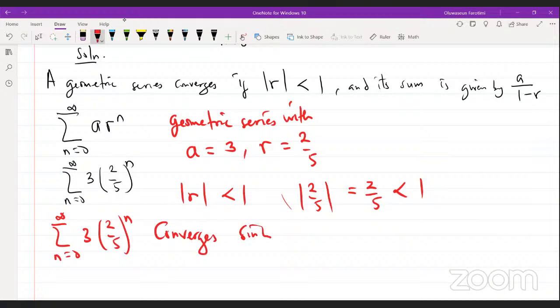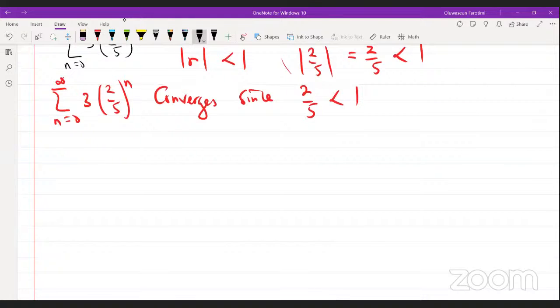Why? Since 2 over 5 is less than 1. But then can we find a sum? Now, if it converges, then you can find the sum. How do you find the sum? The sum is a divided by 1 minus r. But your a is 3, your r is 2 over 5.